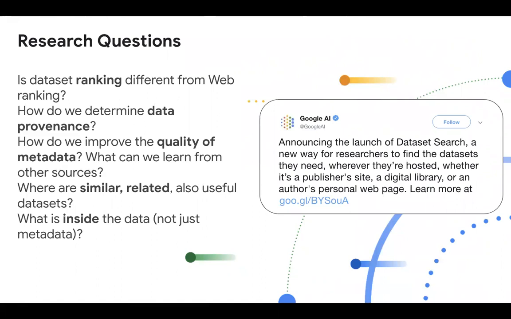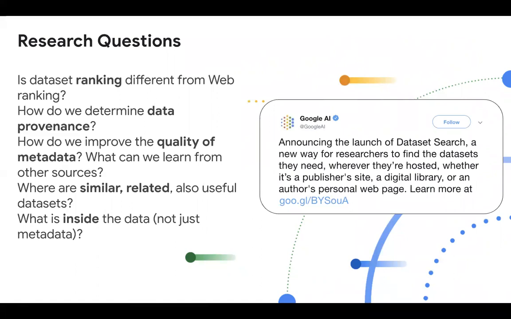So how do we determine that? How do we find out what those are and tell the users in a meaningful way what the provenance of the data is? How do we improve the quality of the metadata itself?